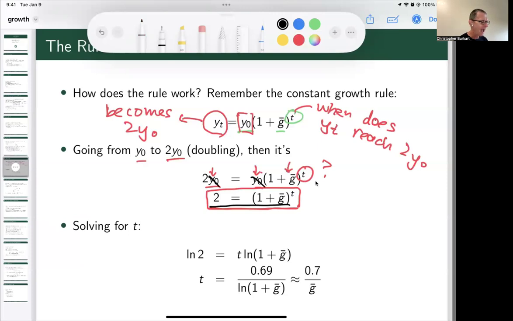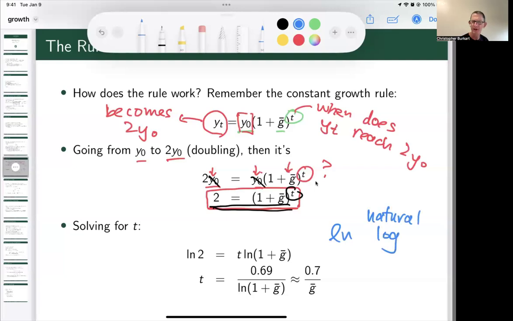And g bar is just that, like a 5% or a 10%, it's whatever the growth rate is. So what do we do for that? How do you solve something like this? Well, the way to solve something where your variable of interest is in the exponent is to take a logarithm of both sides. So I'm taking the natural log, right? That's this symbol ln.